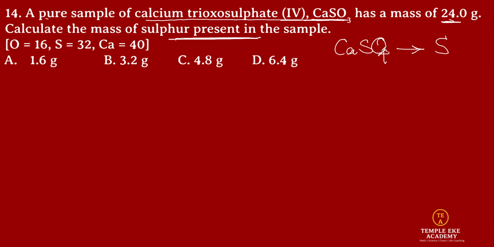We're going to, of course, employ the dimensional analysis method. So the first thing is to get the molar mass of calcium trioxosulfate(IV), CaSO3. So let's get straight off into the solution.